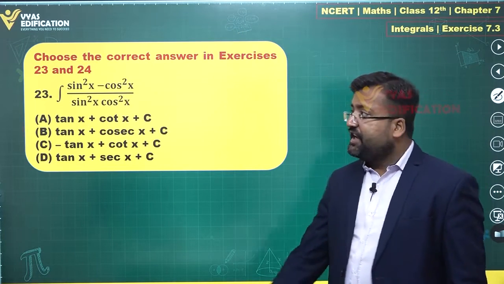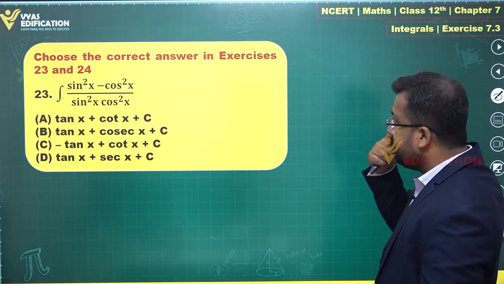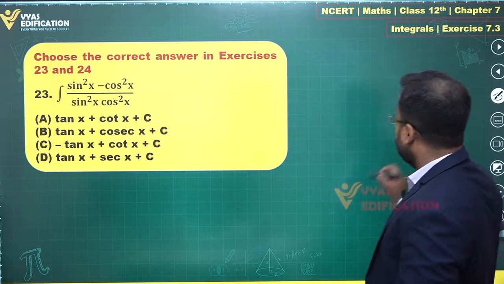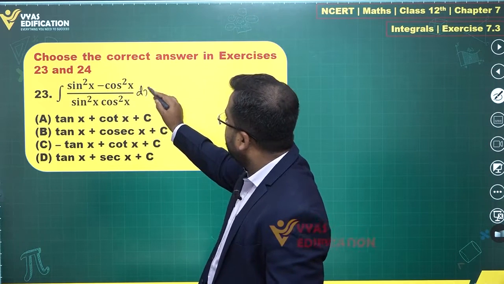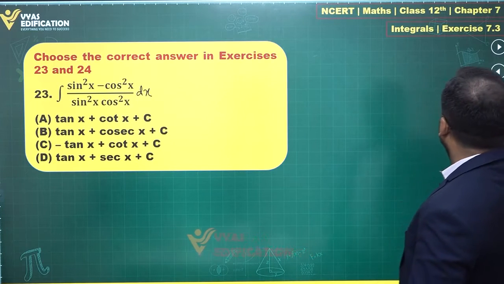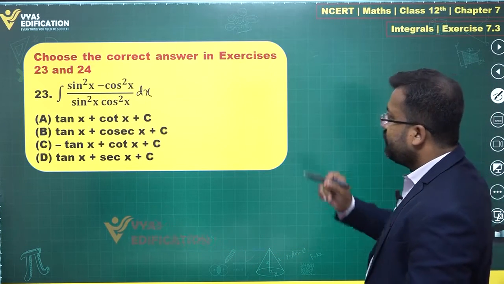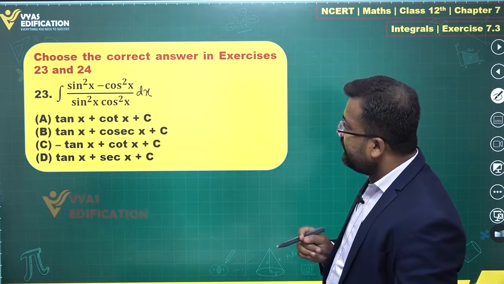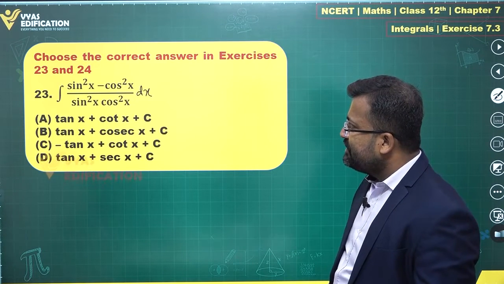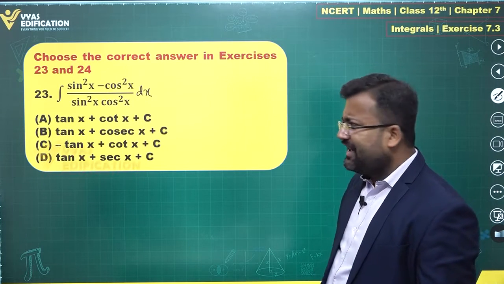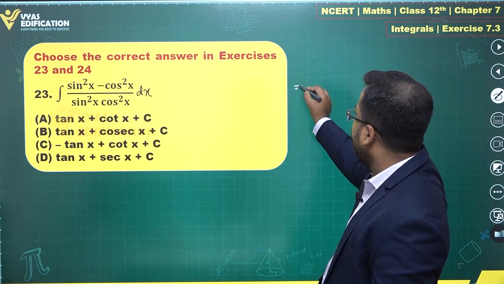Question number 23 says, okay, integrate this. There should be a dx over here. Yes. This is the question in front of us. Okay. So what do we have? Integral of sin square x minus cos square x upon sin square x cos square x. Is that difficult? No, that does not seem difficult.